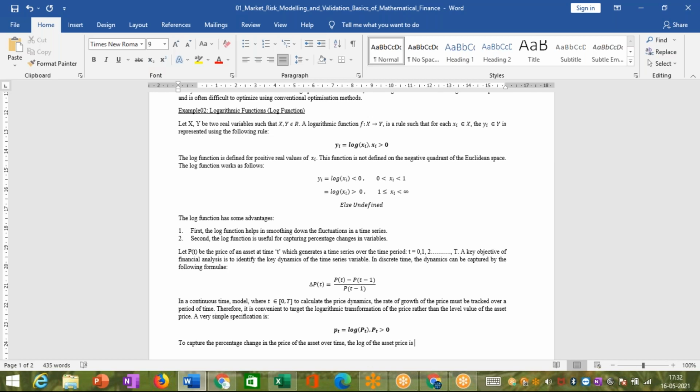So basically over here what I'm trying to do is differentiate the log of the price with respect to the asset price. So the log of the asset price is differentiated with respect to the time. So this is done as follows. So how do you do that?